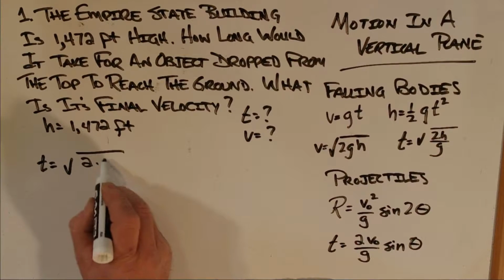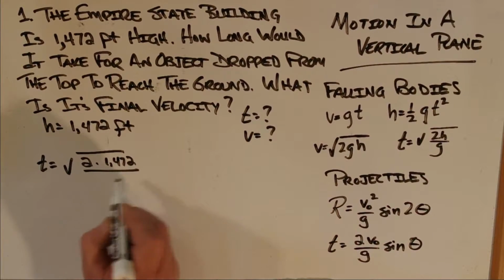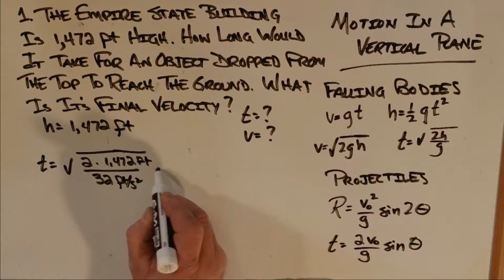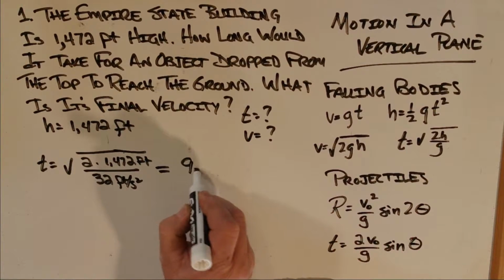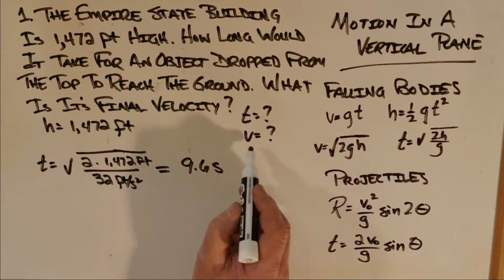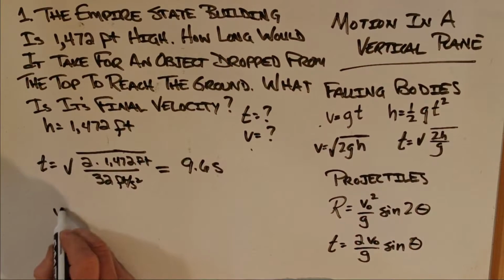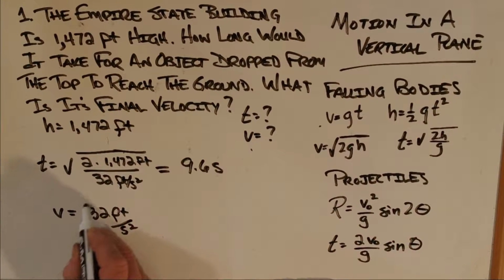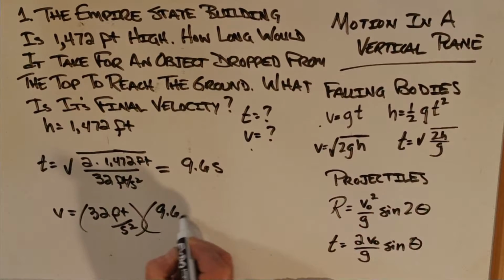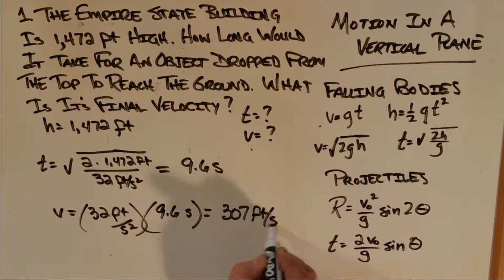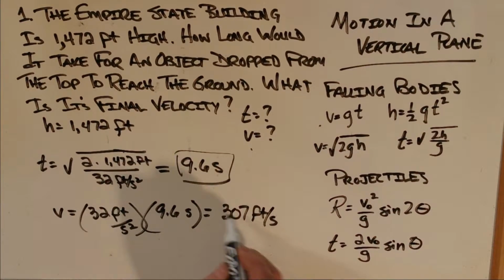We can use the equation for time as the square root of 2 times the height divided by the gravitational constant, which we'll use as 32 feet per second squared, given height is provided to us in feet. And when we do the arithmetic, we have time is equal to 9.6 seconds. And then given that we have seconds now, we can use velocity is equal to gravitational constant times time. So we'll have 32 feet per second squared times 9.6 seconds to find the value for the velocity of 307 feet per second. And that's the first problem.